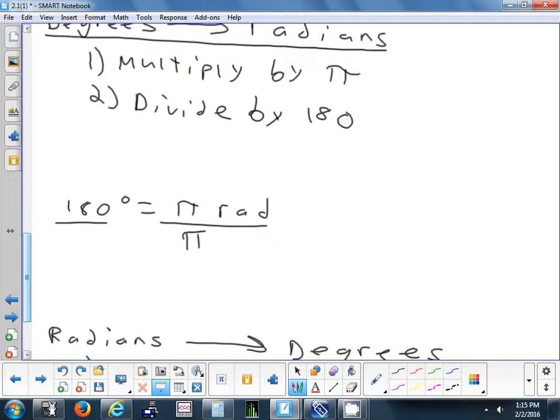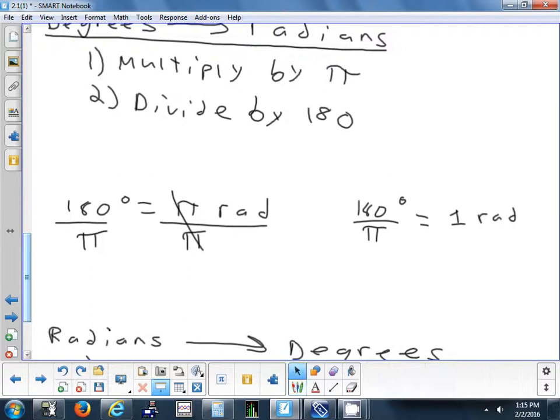Pi. And pi. Okay, so now that says 180 degrees divided by pi equals 1 radian. So now if you wanted, you could actually take 180, divide by 3.14, and that's how many degrees are in a radian. Okay, it's 50 something.